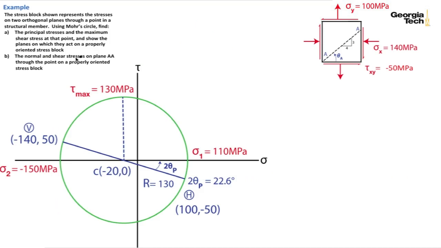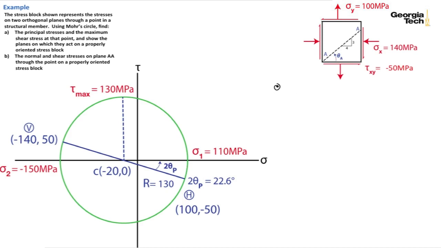And we found the principal stresses, sigma sub 1 and sigma sub 2, and the maximum shear stress, and we also drew it on a properly oriented stress block. Today we're going to look at the normal stresses and the shear stresses on plane AA on our stress block. And so we'll start by finding out what this angle theta sub A is on our stress block.